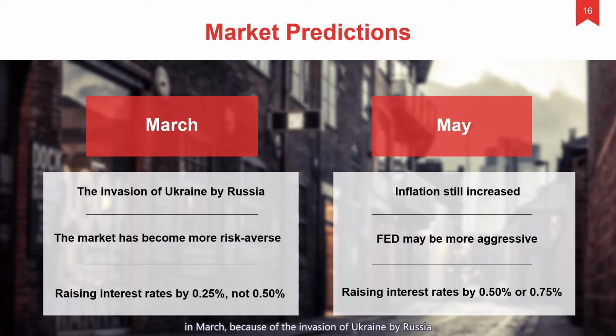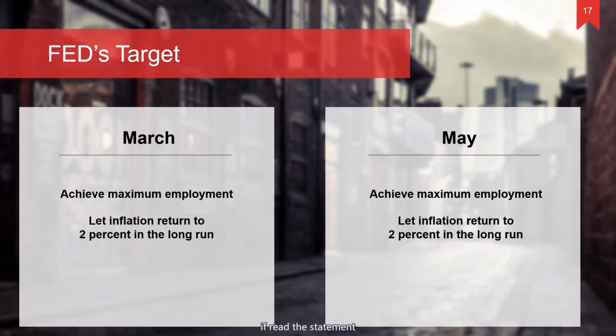In March, because of the invasion of Ukraine by Russia, the market has become more risk-averse than before. Thus, the market predicted that the Fed would raise the interest rate by 0.25%, not 0.5%. But in May, since inflation still increased, the market predicted that the Fed may be more aggressive in raising the interest rate by 0.5% or 0.75%.